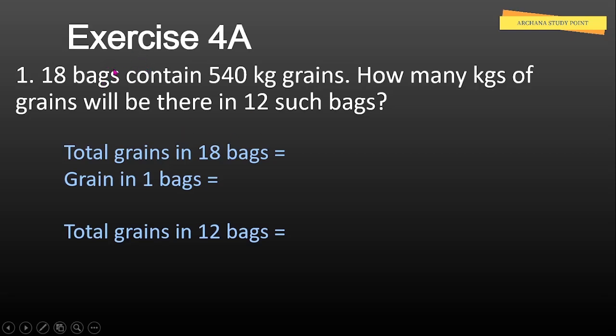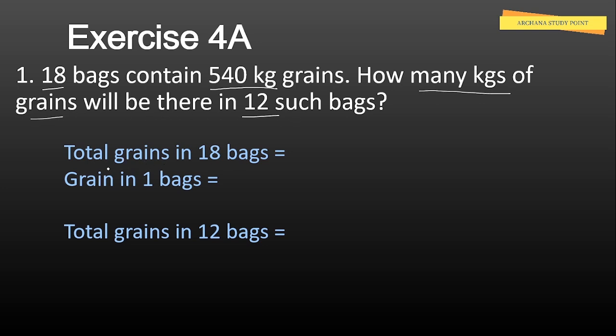Question number 1 of exercise A. 18 bags contain 540 kilogram grains. How many kgs of grains will be there in 12 such bags? Let's see the numbers given in the question. First number is 18 bags, 540 kilogram grains and 12 such bags. What do we have to find out? How many kgs of grains will be there in 12 such bags?